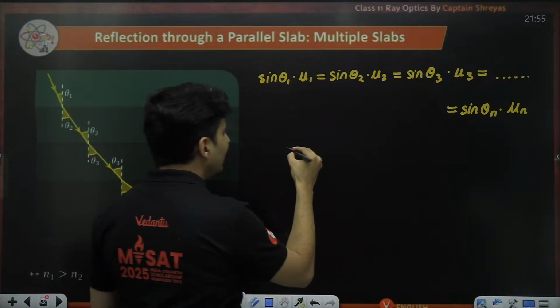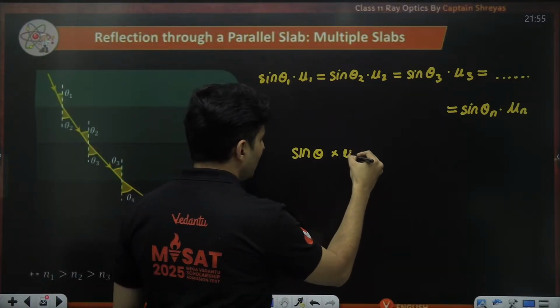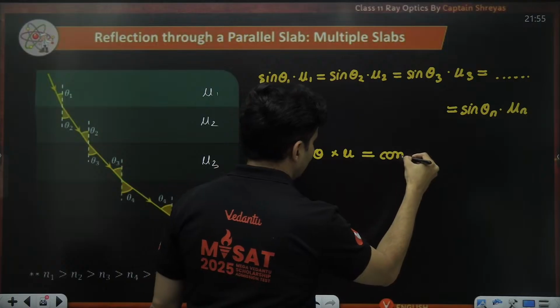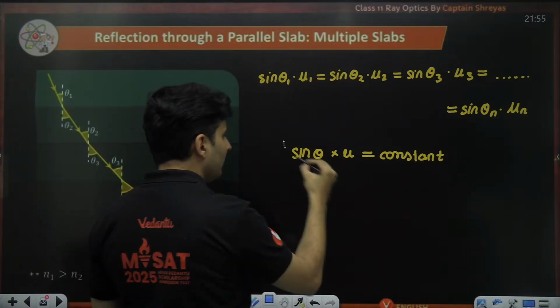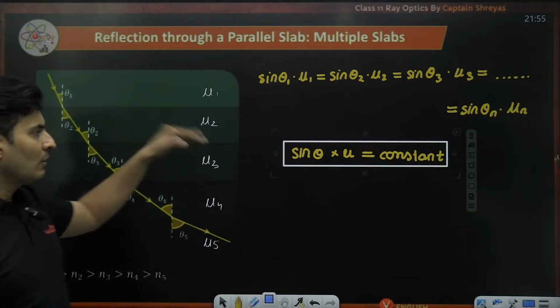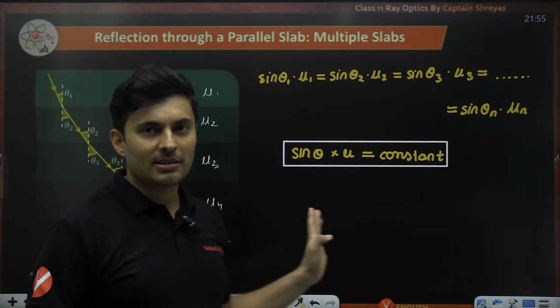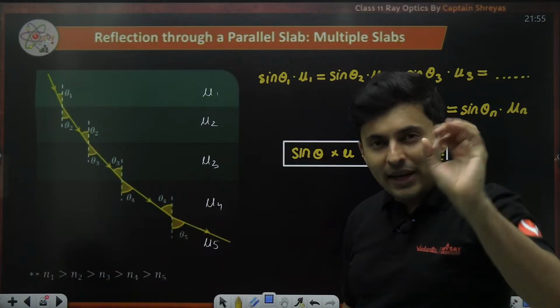So basically, I can say sine theta multiplied by mu is a constant. That is what you will get whenever there are multiple mediums. You can use this like a property wherever you want. Very interesting. Now, there is a very interesting finding of this.